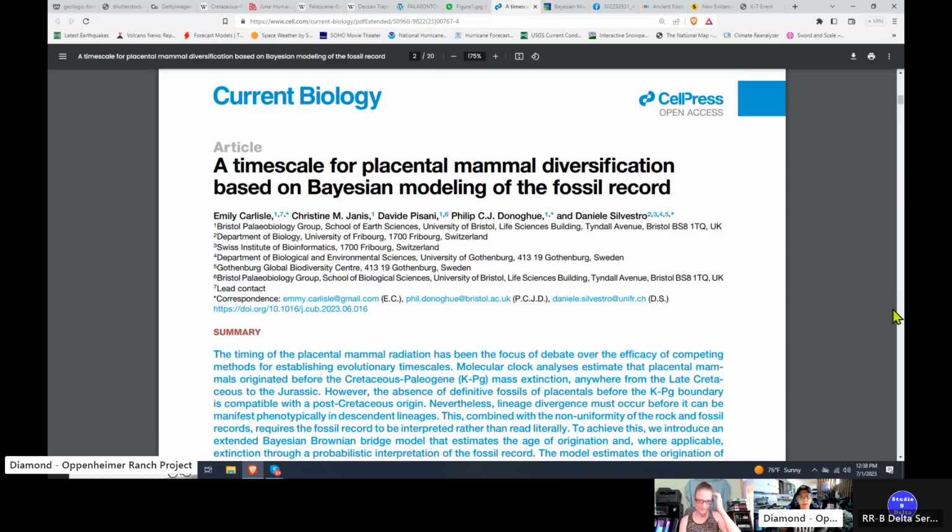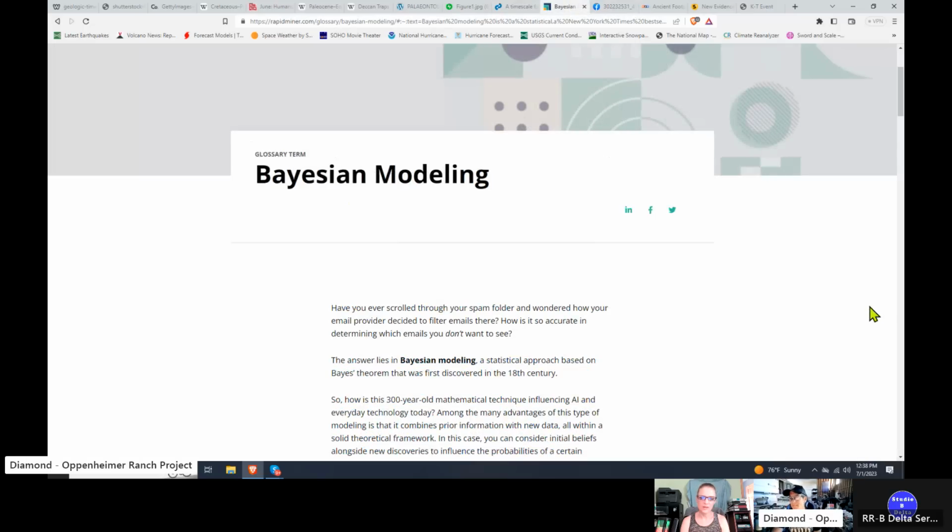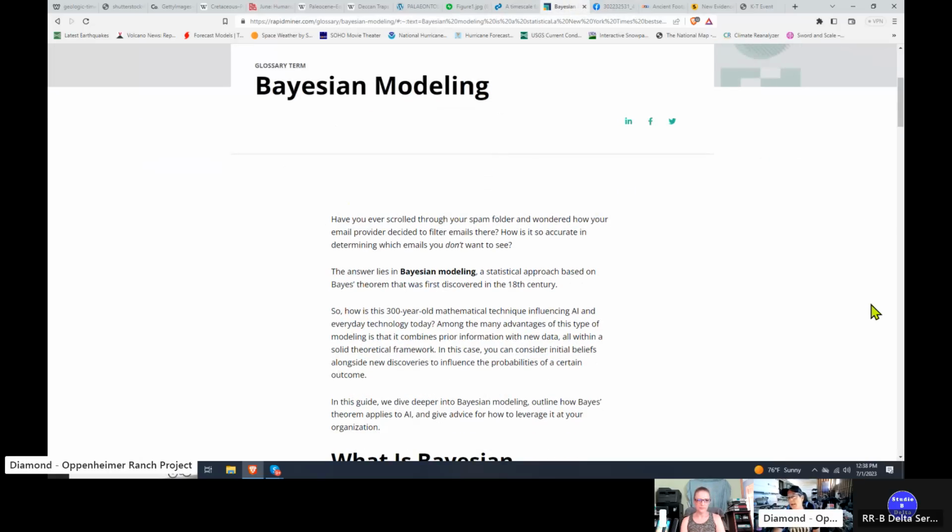This is the paper, a time scale for placental mammal diversification based on Bayesian modeling of the fossil record. Now, it is very verbose, and this is not a paper for the layman. But real quick, I'll preface it. Let's go over what Bayesian modeling is.